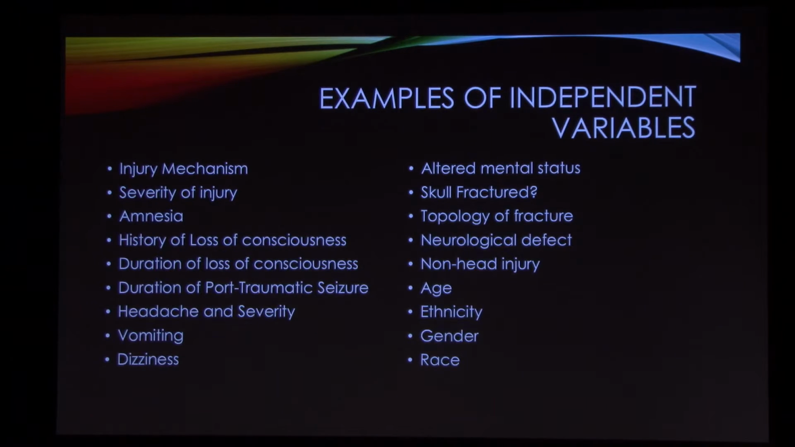Here are a couple examples of independent variables. So they're pretty much just standard things that a doctor would know about you: your age, ethnicity, gender, race. And then we look at the severity of the injury. Was the individual dizzy? Did they vomit?